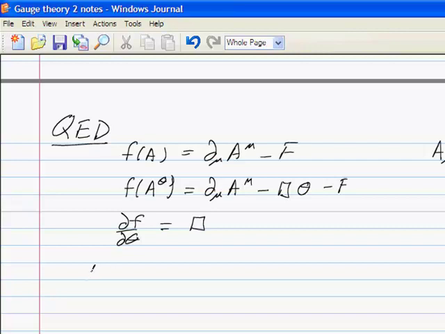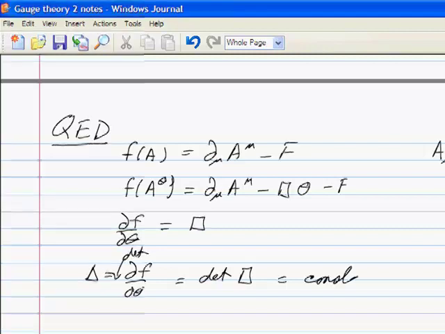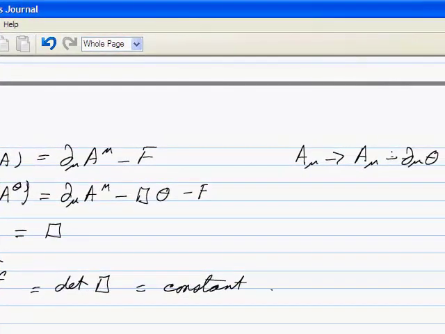So our delta is df d theta, the determinant, so I need my determinant, is the determinant of box, which at the moment all we need to know is that it's a constant with no A dependence.